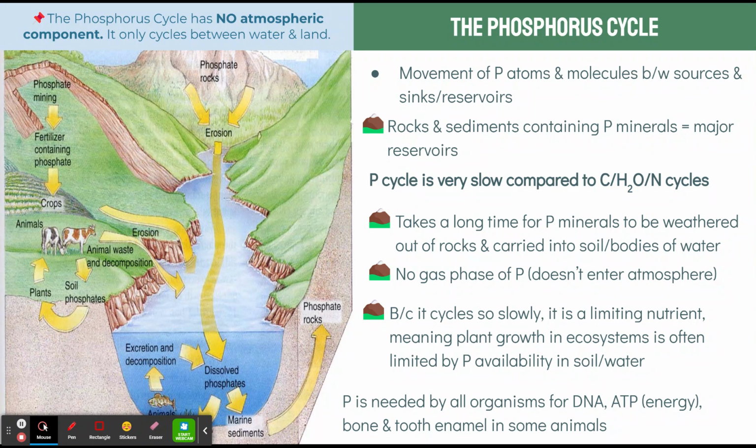And again, with the nitrogen and carbon cycle, we were talking about sources being things that add to the atmosphere. In the phosphorus cycle, again, there is no atmospheric component. So instead, we're just going to be talking mainly about long-term and short-term storage of phosphorus. And the main reservoir of phosphorus is going to be rocks and sediments. They're there for a very, very, very long time. So the phosphorus cycle is relatively slow compared to the carbon, water, and nitrogen cycles.